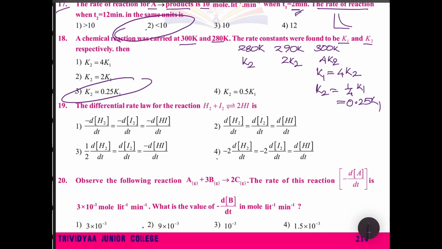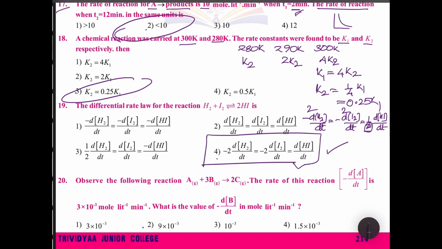The differential rate law for the reaction H2 plus I2 gives 2HI. Very simple. Minus d[H2] by dt is equal to minus d[I2] by dt is equal to 1 by 2 d[HI] by dt, right? So this 2, if you want to remove it from here, the 2 will come here, and the 2 will go. So this is the expression. Exactly right.